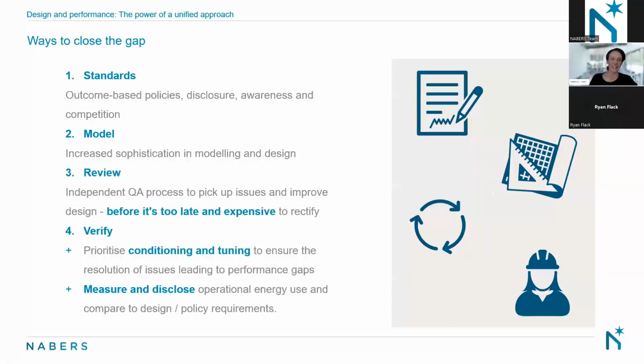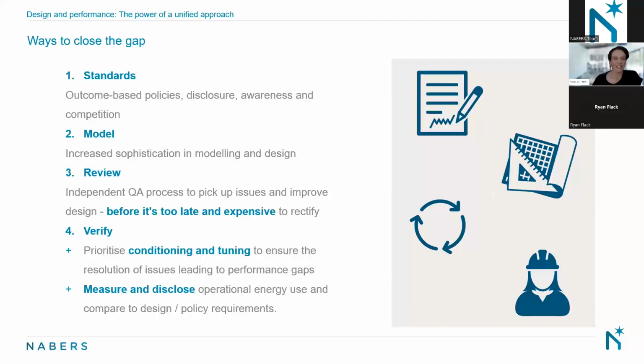So we're looking at standards, so outcome-based policies and thresholds for performance. We're obviously looking at disclosure and encouraging competition as well. Better quality energy modelling, independent quality assurance processes that will pick up issues and improve designs, essentially before it's too late and too expensive to pick them up. So once construction has started or a building has been built, it's actually really expensive to go back and fix things up if they're only picked up at that stage.